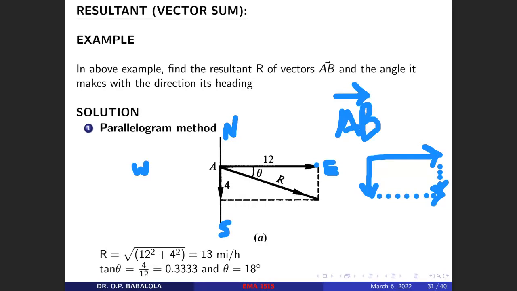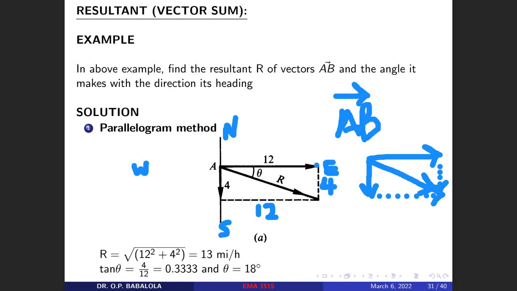Since we have AS parallel to this and AE parallel to this, we can easily find the resultant between the two lines. How? That's because AS, which is 4, this side will also be 4, of course, they are parallel. This is 12 AE, this will also be 12, right?